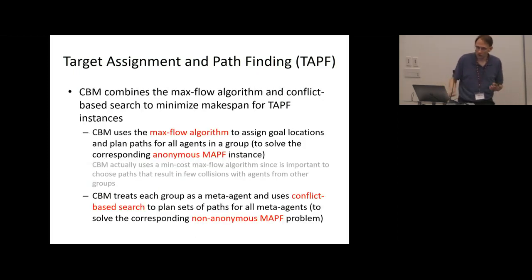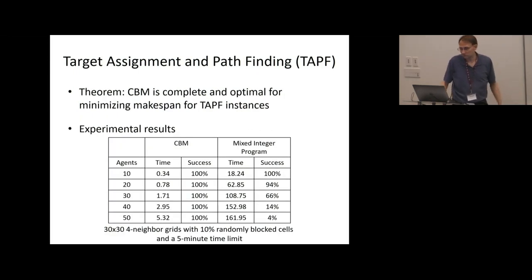Okay, so how do you solve it? You just combine the techniques that we learned earlier. You use the flow techniques to plan for a group of robots, like the blue group of robots, assign targets to them, find conflict-free paths for them, and then you treat the blue group of robots as a meta-agent and use the blue meta-agent and the green meta-agent as part of conflict-based search. That's it. So how fast is it?